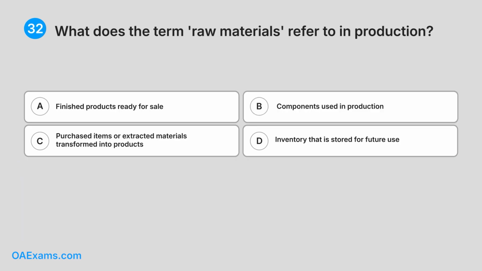32. What does the term raw materials refer to in production? A. Finished products ready for sale. B. Components used in production. C. Purchased items or extracted materials transformed into products. D. Inventory that is stored for future use. Do you know the answer?